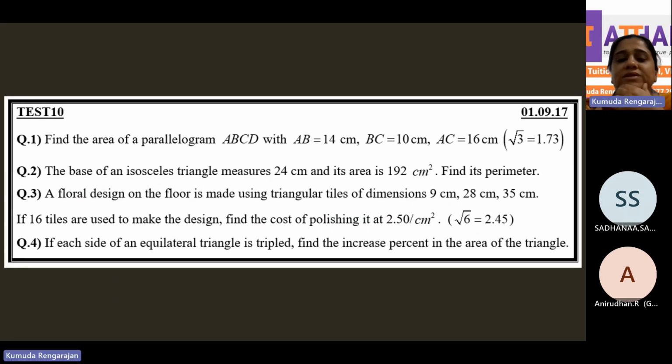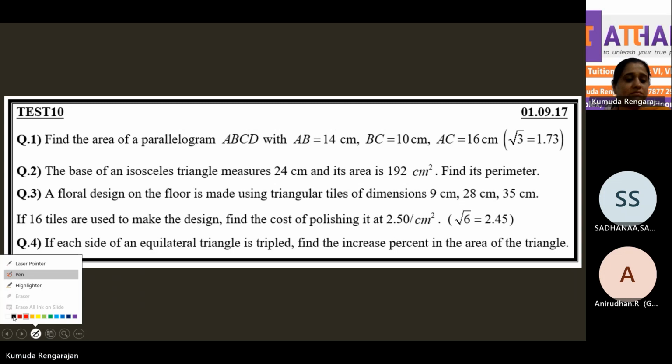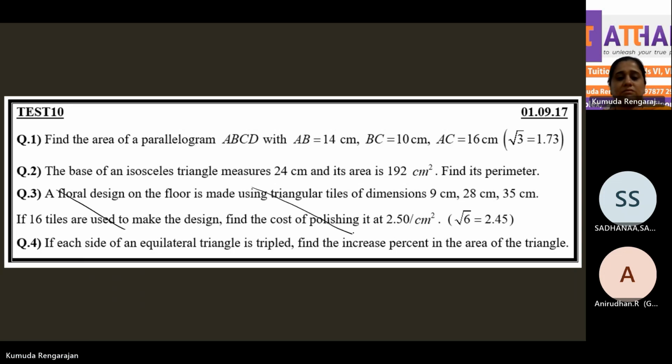Please take down the first question and tell me the answer for that one. We did one floral question now, no? Are the sides the same? 9, 28, 35? That one also? Sides the same? Then don't do that. Take down only the first question. Answer that.